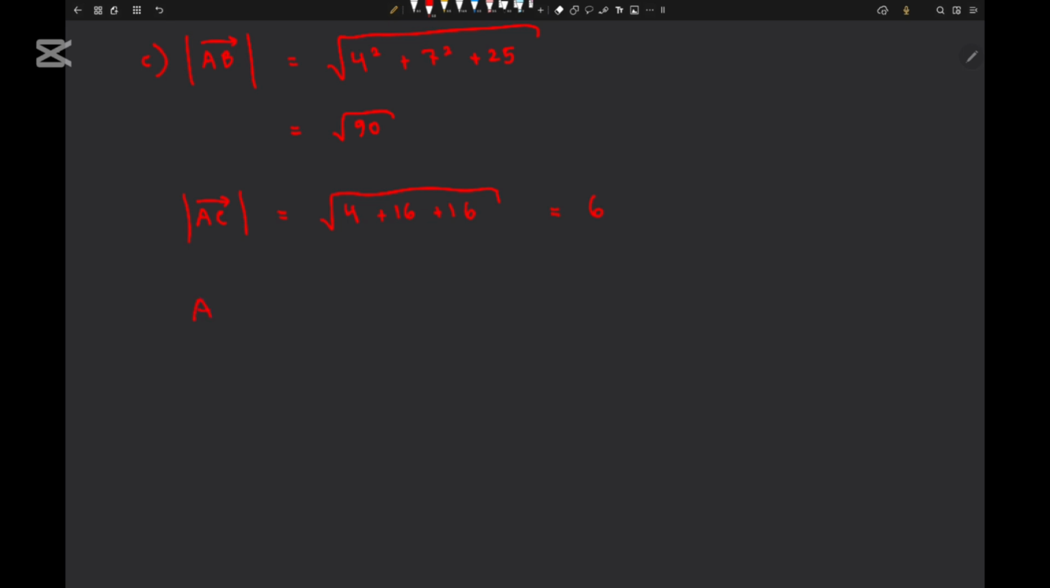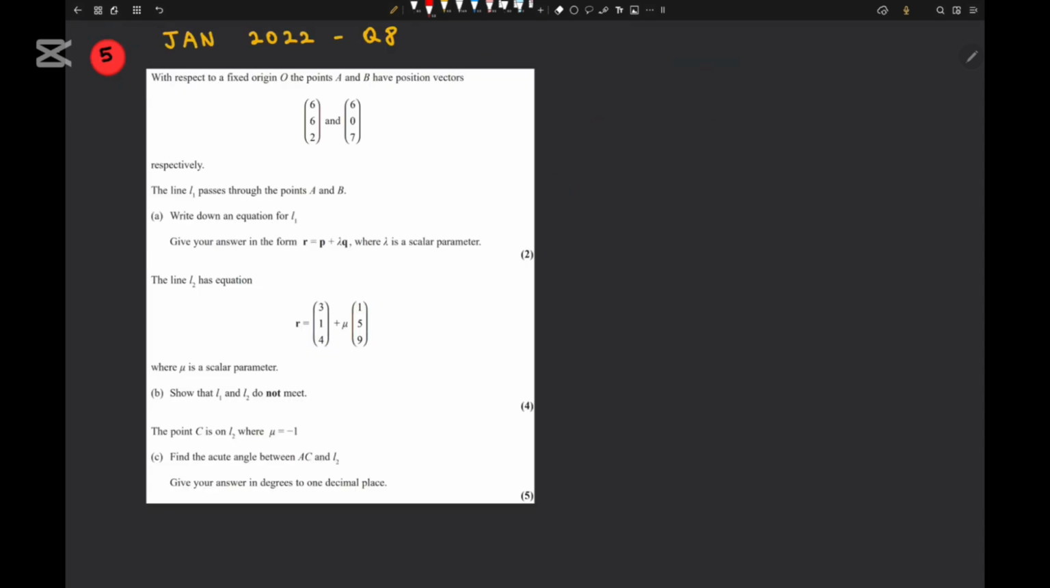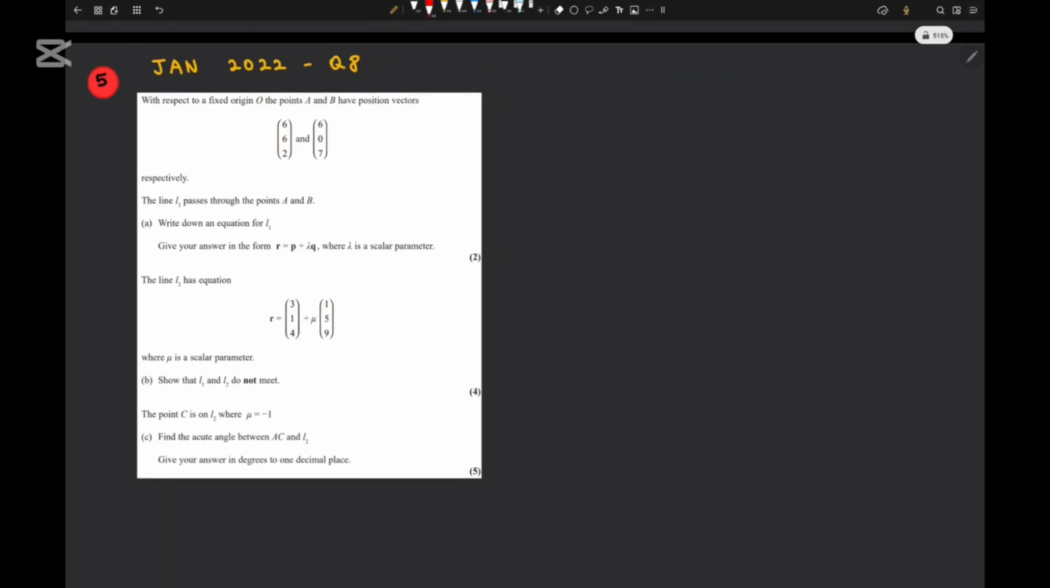So the area of triangle ABC is equal to half times base times height, which is root 90 times 6 over 2. So this will be equal to 9 root 10 units squared. So that is it for this question. Now moving on to the next question. This is our last question.